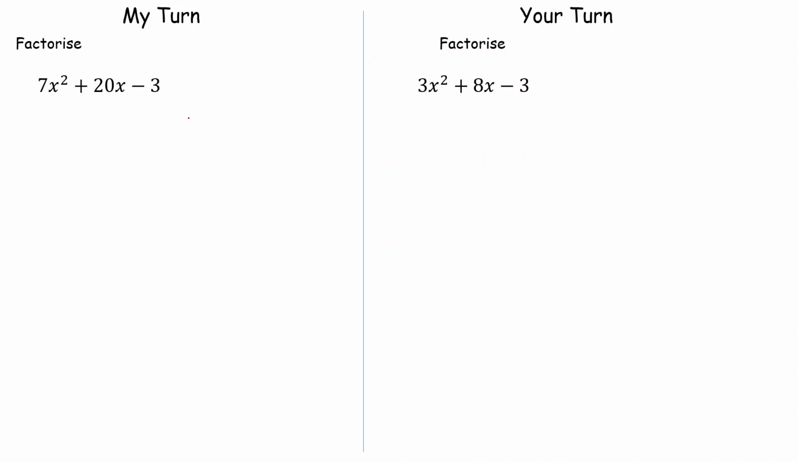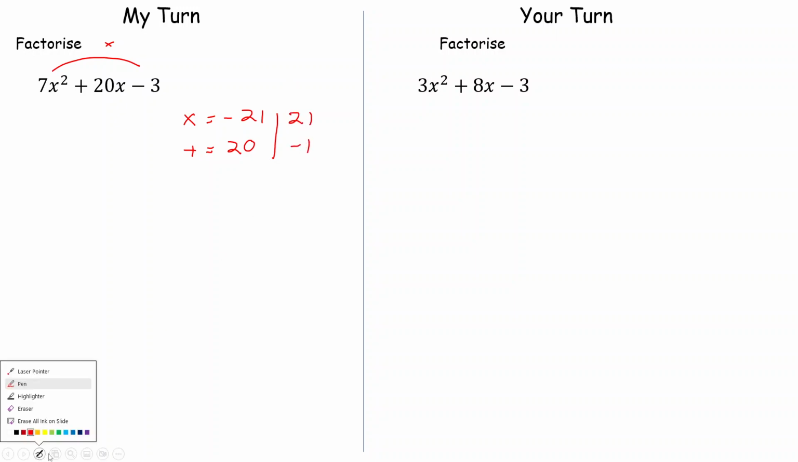But again, the process is the same. So your numbers that multiply to give you 7 times negative 3, which is going to give you minus 21, and numbers that add to give you the middle part, which is positive 20. So 20 goes there. Now, what are your numbers going to be here? This one's a little bit more awkward. It's actually going to be 21 and negative 1.